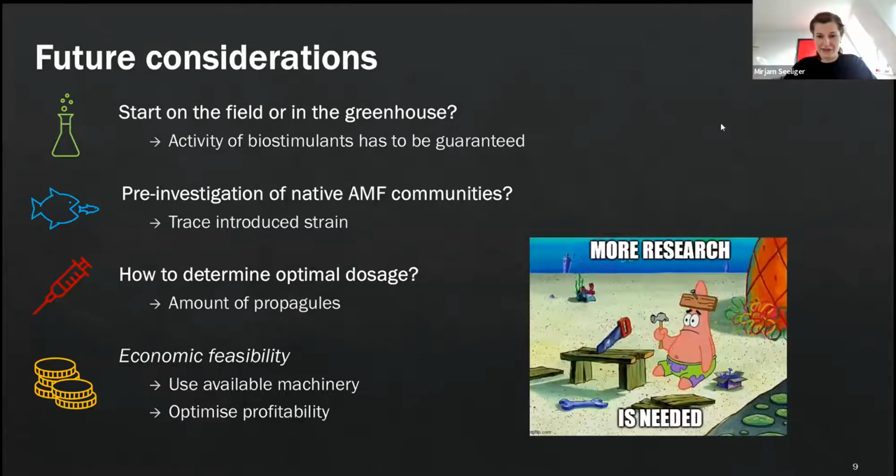Based on the results of my PhD, I think there's a lot more research needed, and I think there has been a lot of progress, but really to especially work on this economic parameter and also in consideration of native mycorrhizae, there's still a lot of potential.